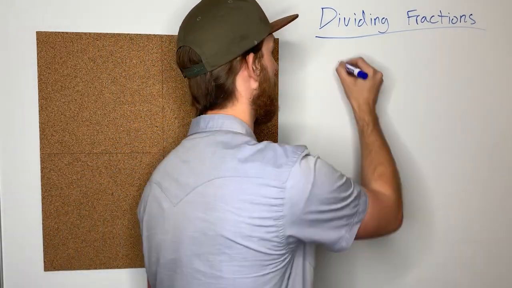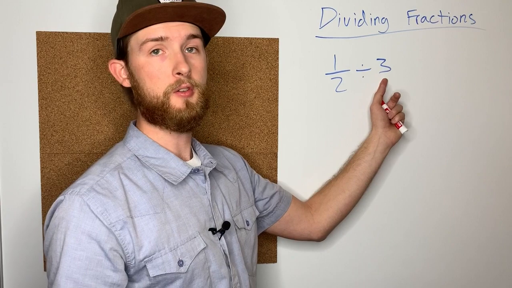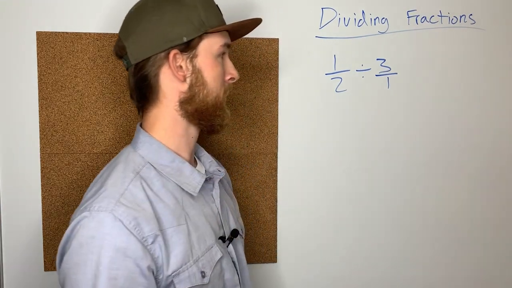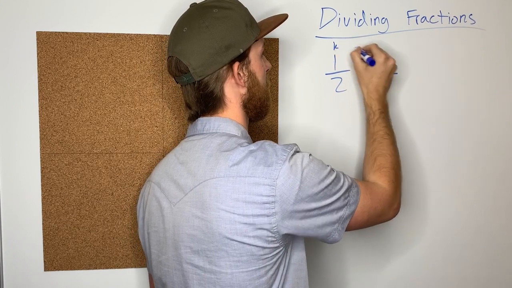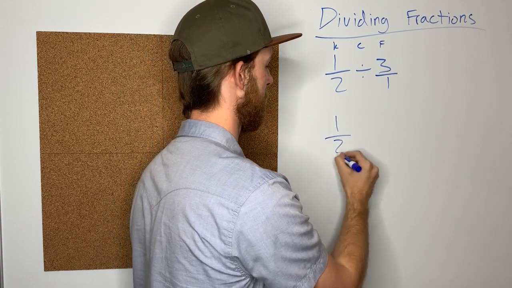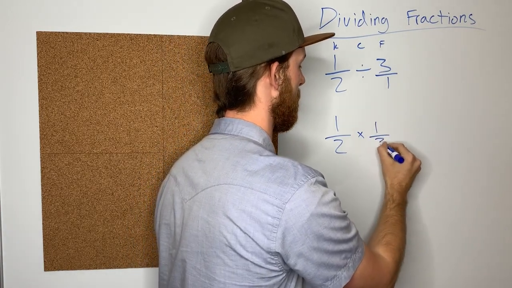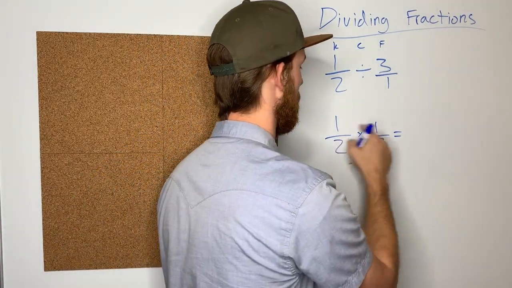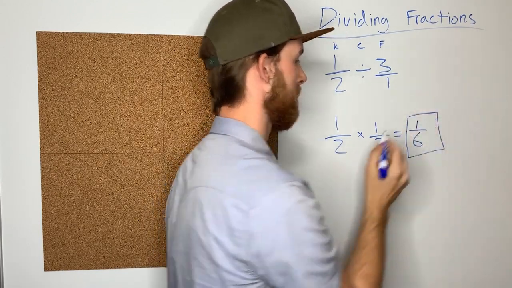This time we're given 1/2 divided by 3. Now remember, even though it just looks like a whole number and it's not a fraction, it actually is. You can always write that over 1. So don't let that trip you up. Let's apply that KCF method I just showed you. We write K, C, F. Remember that stands for keep, so the first one stays. Change becomes a multiplication symbol, and flip, so it becomes 1/3. Now you just multiply straight across, just like in that other video. 1 times 1 is 1. 2 times 3 is 6. Again, that's all there is to it.